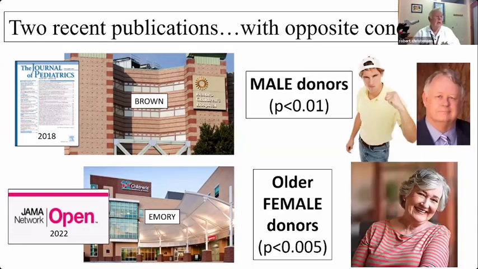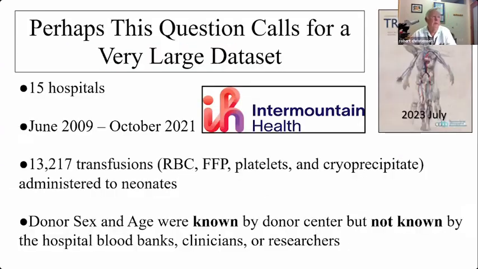So the Brown study said you want male donors. The female donors are not so good. However, the Emory study said just the opposite. You don't want male donors, you want female donors, and the older, the better. At that time, we thought this question is so potentially important, but with two discordant results like that, this calls for a very large data set.